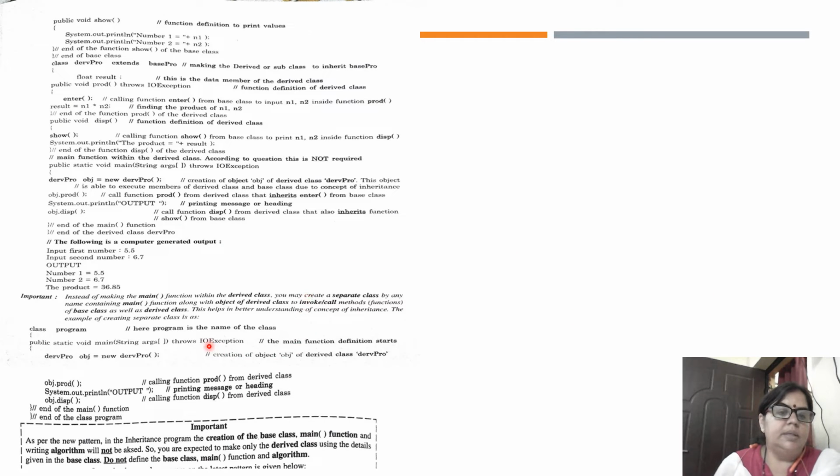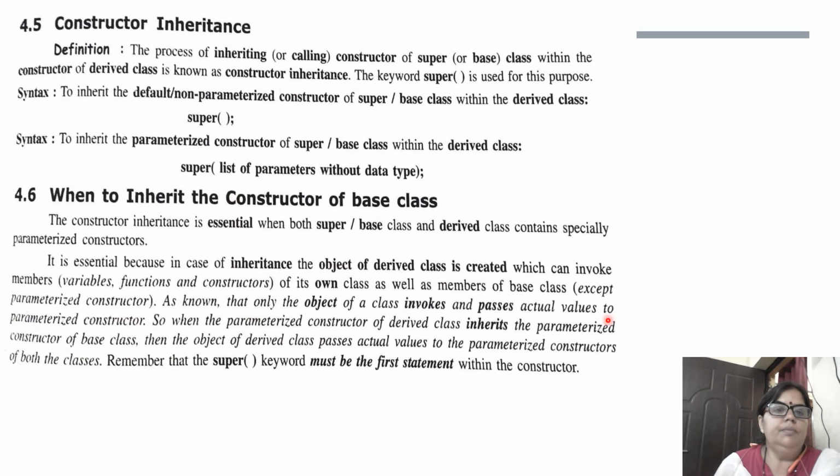See, here the example has been given and lastly the class has been called. Now, constructor inheritance. The process of inheriting the constructor of the super or base class within the constructor of the derived class is known as constructor inheritance. In this, the keyword super is used for this purpose.